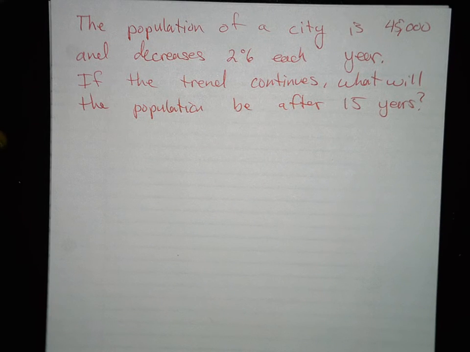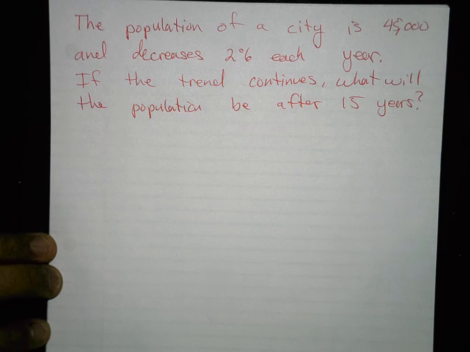Population of a city is 45,000 and decreases 2% each year. If the trend continues, what will the population be after 15 years? So I'm going to go ahead and treat this like an exponential function. This is an example of decay.